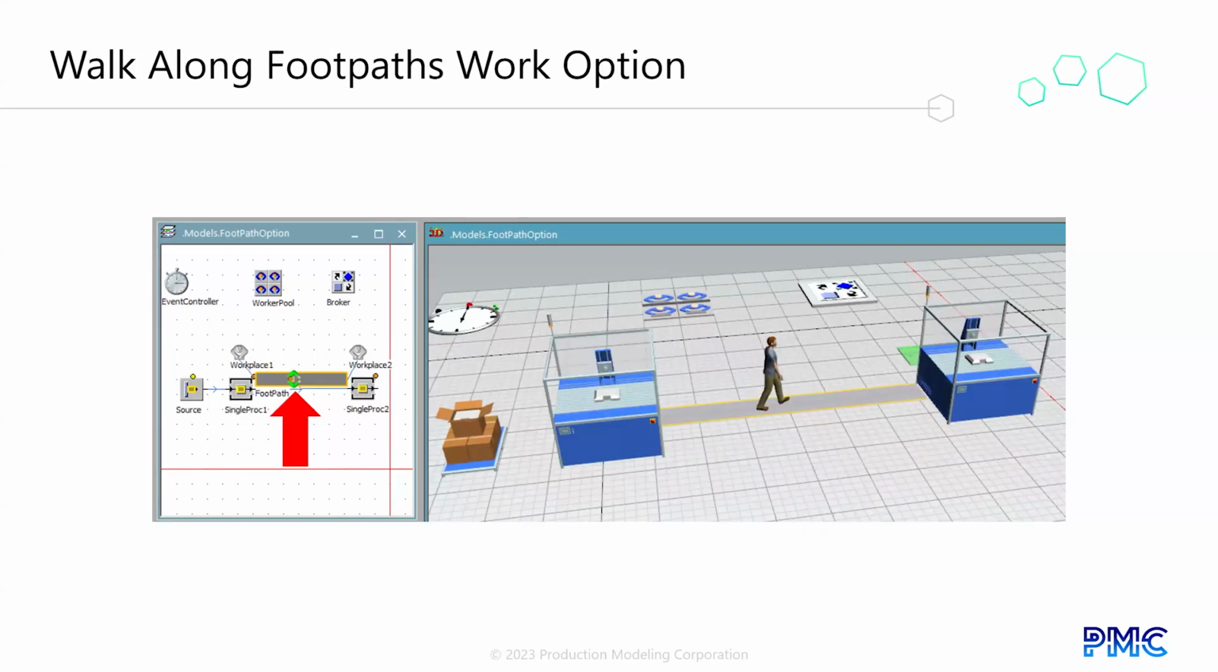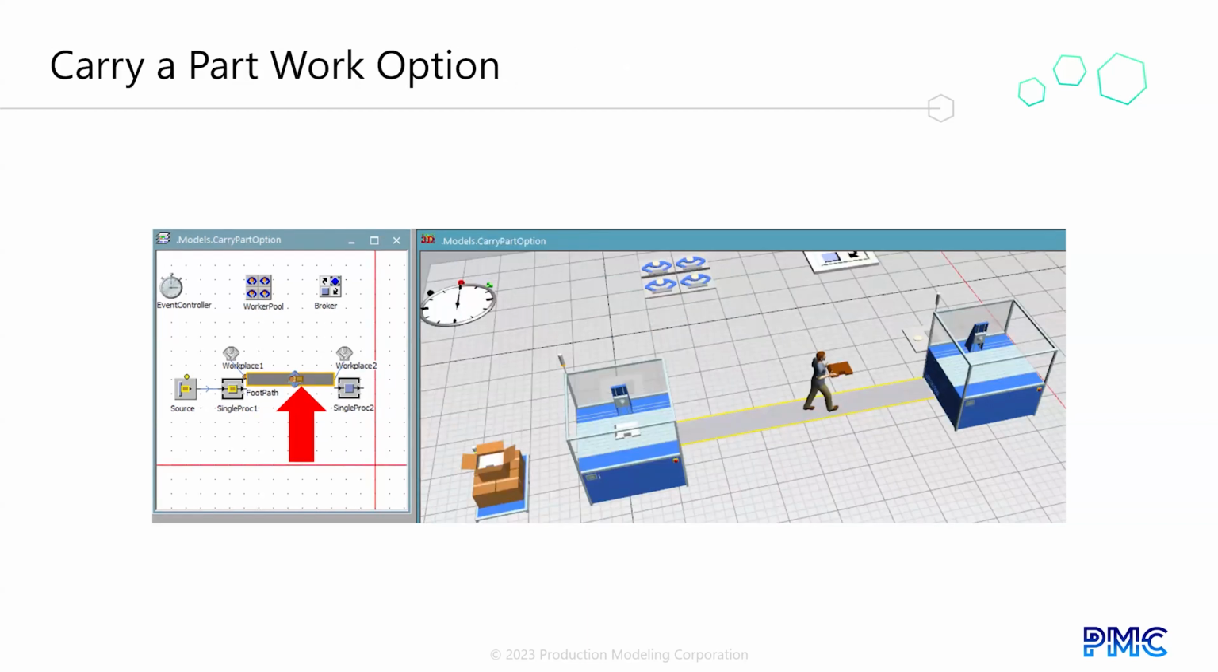The walk along footpath option lets you model the time it takes for a worker to walk from one place to another. In 3D, shown at right, the worker's legs move while walking along the gray colored footpath to do work at single proc stations 1 and 2. Another powerful option is the ability to have a worker carry a part from one station to another. In both 2D and 3D, the part appears in the hands of the worker.